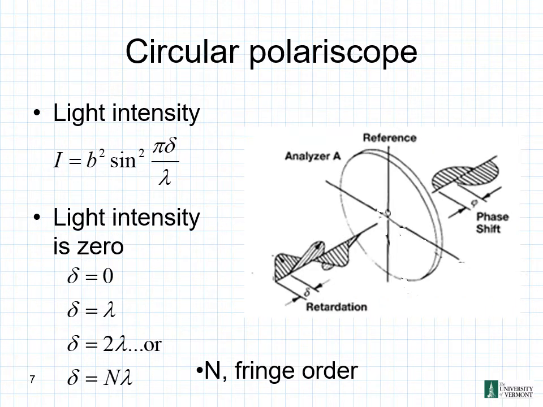For our circular polariscope, when we're talking about light intensity, we have the equation I equals b squared times the sine squared of pi delta over lambda, where lambda is our wavelength. We can see our diagram on the right that we've seen before. We talk about our analyzer as our wave comes in through, and we see a phase shift on the way out. As we apply this equation, our light intensity is 0 when delta is equal to 0, delta is equal to lambda, delta is equal to 2 lambda, or delta is equal to n times lambda, where n is our fringe order.